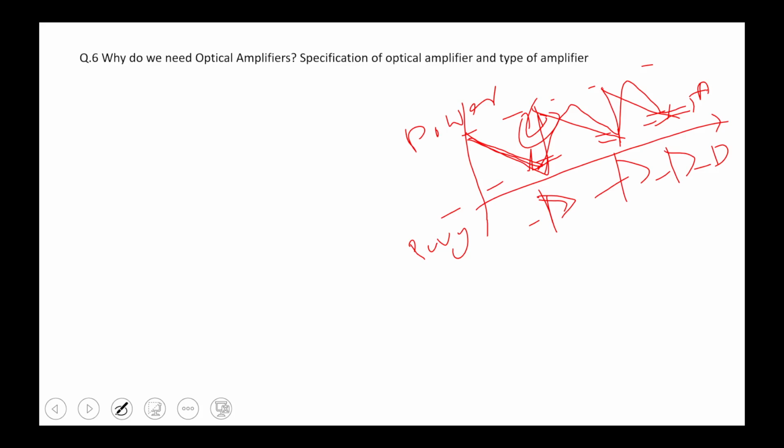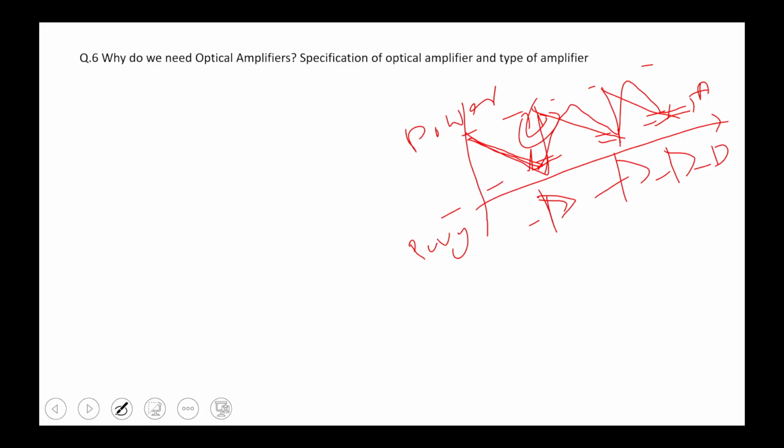So does anyone know the types of amplifier? What are the types of amplifier? Does anyone use them in your company? Sir, one is the electronic amplifier and one is the optical amplifier.